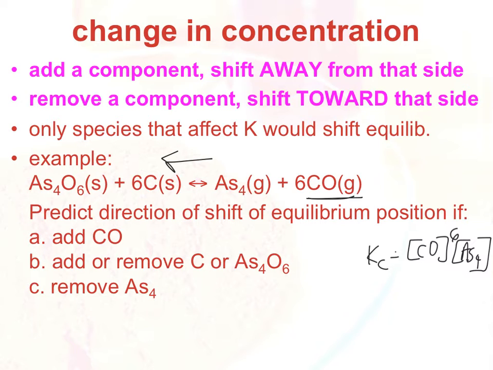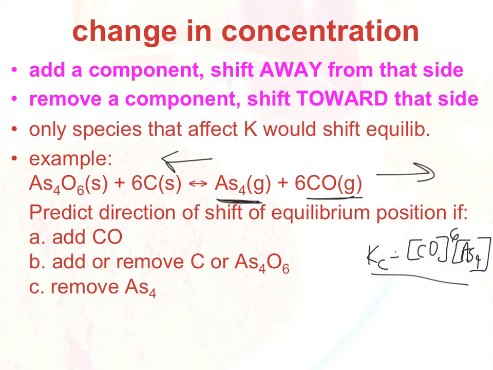What's going to happen if I add or remove the carbon or the As4O6? Once again, those are not components in the equilibrium expression, so adding or removing them is not going to affect your equilibrium shift. So, no change. And if I remove As4, it is in the equilibrium expression. If I remove that, basically my reaction is going to shift towards the product side because I've removed that product. So if you think about what's actually involved in the equilibrium expression and you consider if something's been added or taken away, you can figure out the shift that's going to occur.